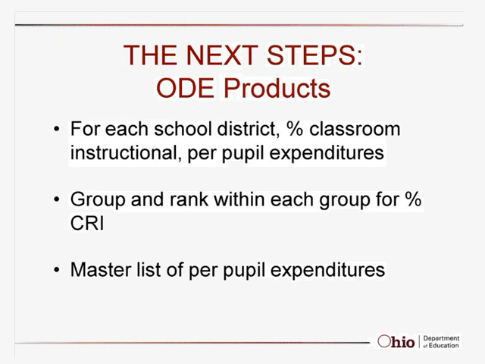And then we also do that ranking for overall expenditure per pupil. We'll do not only within each group, but we have to do a master list. So out of all the districts in the state, here's the per pupil expenditure, starting at one end of lowest and then go to the highest.